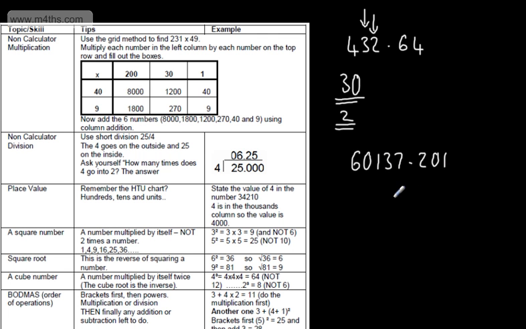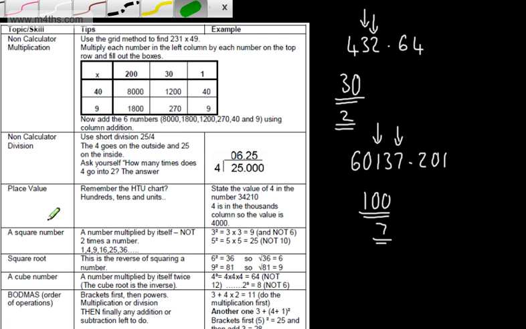60,137.201, and we were asked to find now the value, or state the value of the 1. This is tens of thousands, so 10,000s. This is thousands, this is hundreds, and then we have the tens and the units. So 10,000s, thousands, hundreds, tens, units. So we could say now that the value of the 1 is 100. If we wanted the value of the 7, that is just 7, as they are units. So that's place value.